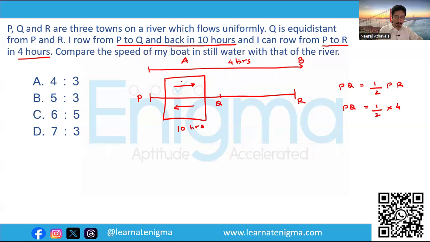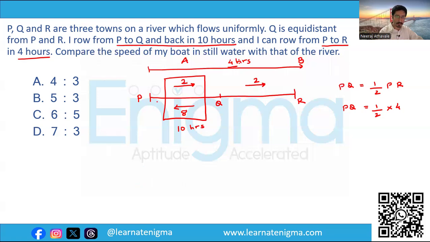So to travel from P to Q you will require 2 hours and from Q to R you will require 2 hours, because whether it is upstream or downstream, right now we don't know. We will require half the time for PQ as that of PR. We know that the total time of PR is 4 hours. So half of that will be for PQ and the remaining will be for QR because Q is the midpoint. Now we know that 2 hours is the travel time from P to Q, and P to Q and back is 10 hours. So therefore the time required to come back is 8 hours.